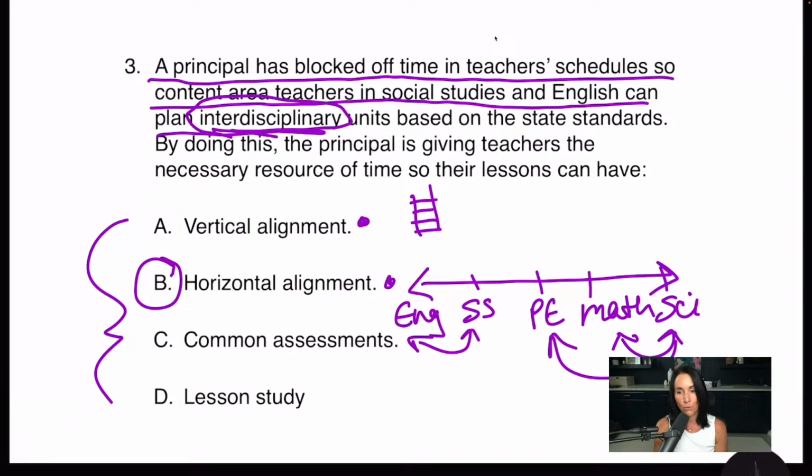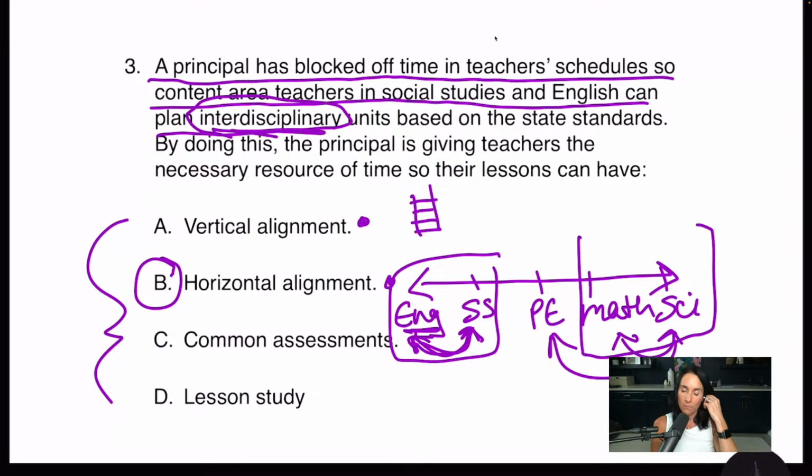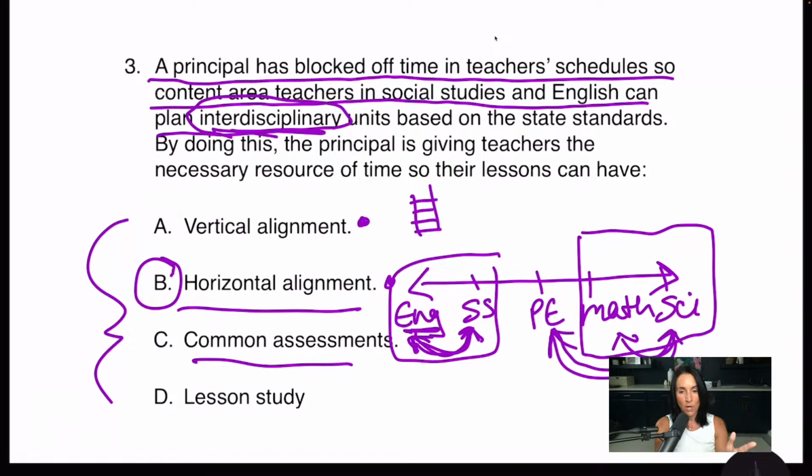But when leaders do, the outcome is fantastic, because what the English people are doing is supporting social studies and vice versa, maybe reading strategies, writing strategies. These two content areas go really well together. And of course math and science go well together. That kind of scientific brain thinking, also writing instruction, how to write scientifically, how to write mathematically. Of course, the science and the math can work with PE to integrate those content areas. So that's horizontal alignment.